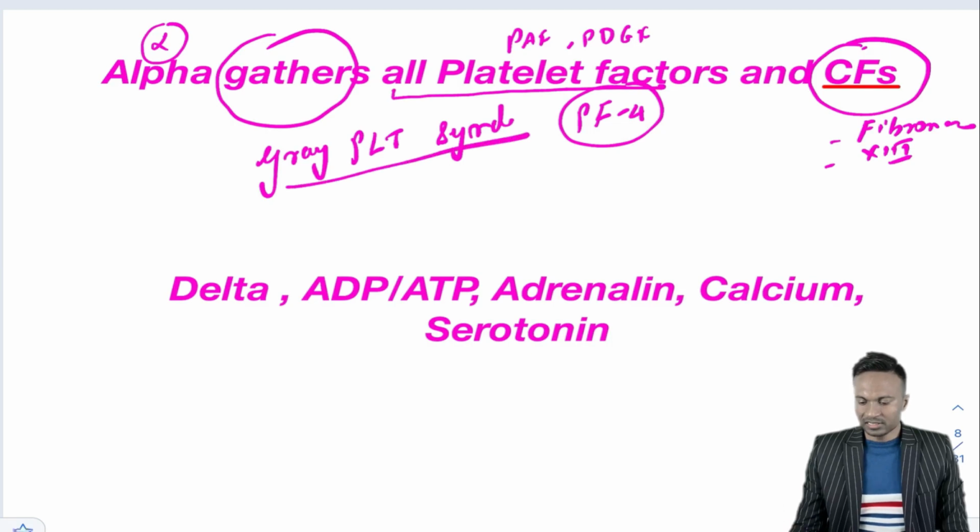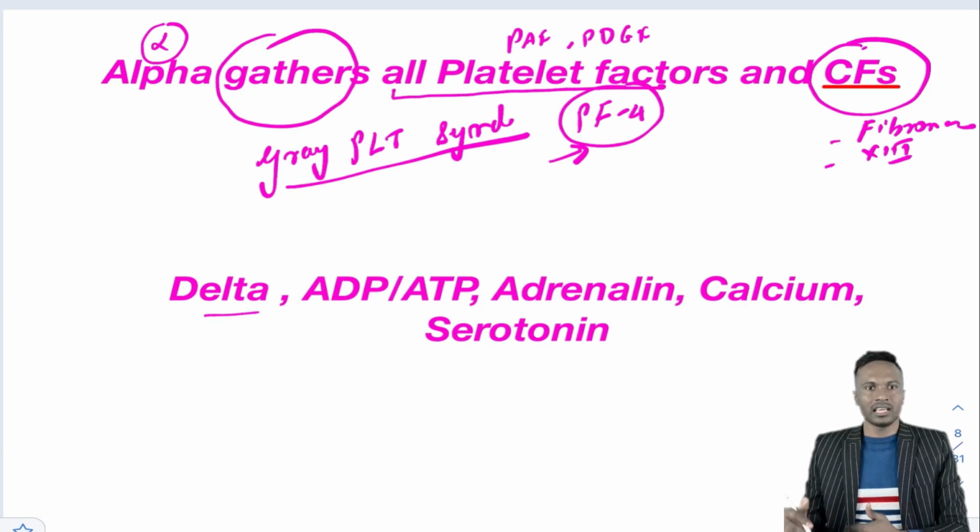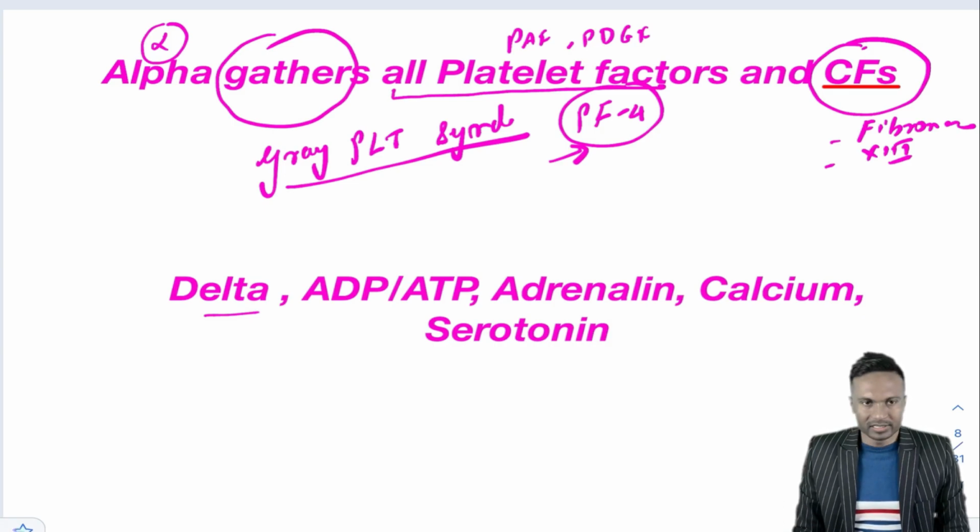So we have a disease, gray platelet syndrome, and by this mnemonic, alpha gathers all platelet factors and clotting factors. We can memorize that platelet factor 4, platelet derived growth factor, platelet activation factor are contained in alpha granules, and the clotting factors, mainly fibrinogen, right? Then we have delta granules. In delta granules, we have certain things which again help in activation of platelets. Popular among them are ADP or ATP, adrenaline, calcium or serotonin.